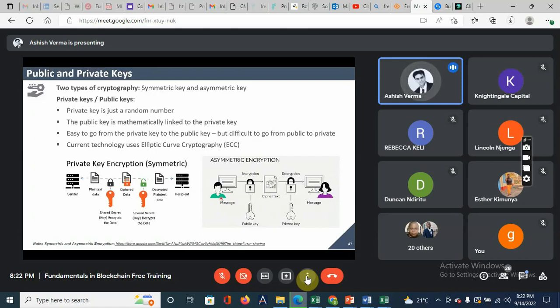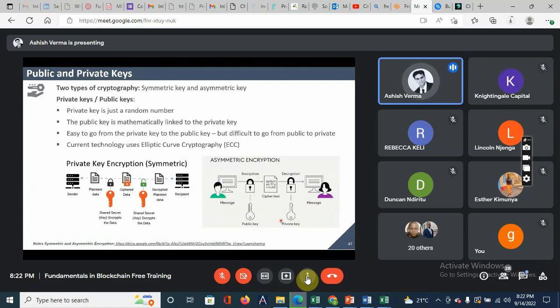So when he sends the Bitcoin, he will encrypt it with the public key of the girl, and once it reaches the girl, she will decrypt the message with her private key, because the private key is only known to her, and then only she will be able to read the message. So that's how the encryption happens in the Bitcoin and the Ethereum world.